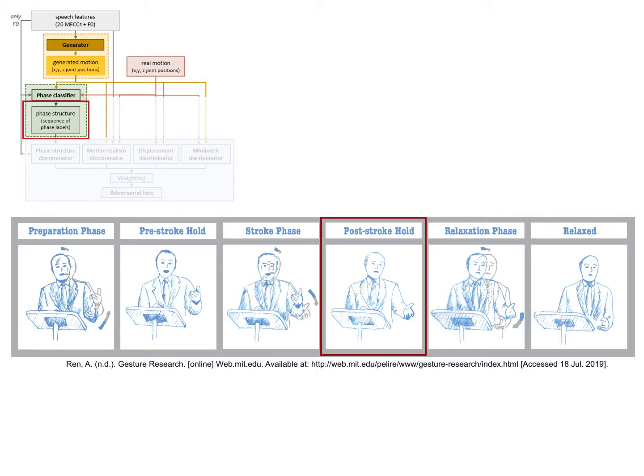After the stroke, the hands may stay in position for a short time. This is a hold. When a gesture is completed, the hands are retracted back into a relaxed position. Labeling phases in gesture data is a tedious process. Just 1 minute of video requires about 1 hour of work.